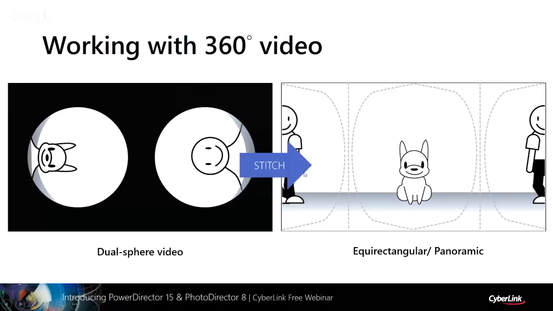Okay, so make sure that whatever 360-degree camera you are using, before you add it to PowerDirector, you do this first step. You need to stitch it first. And usually all these camera makers have their own 360 video stitching software.